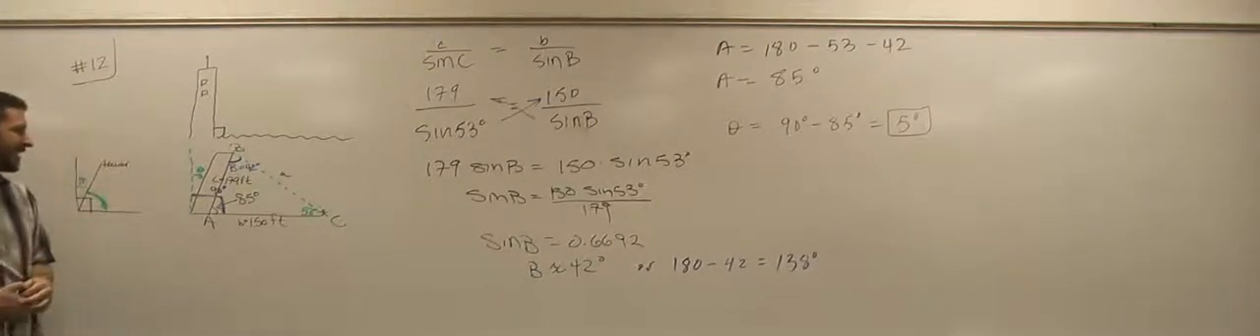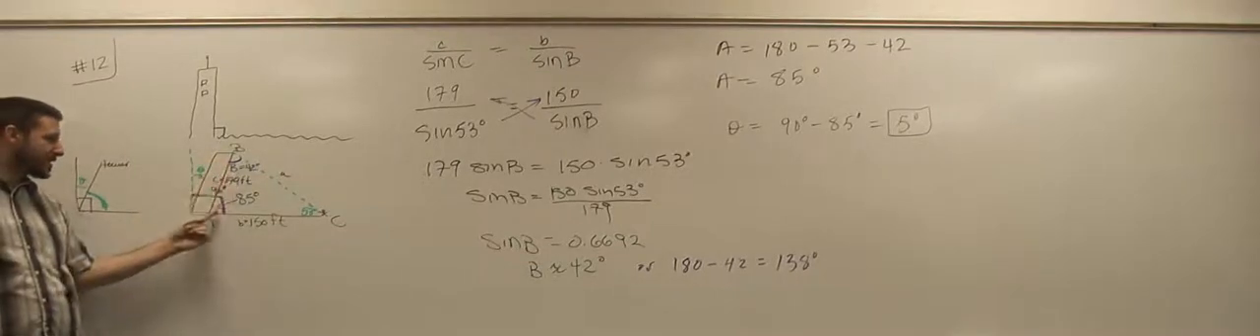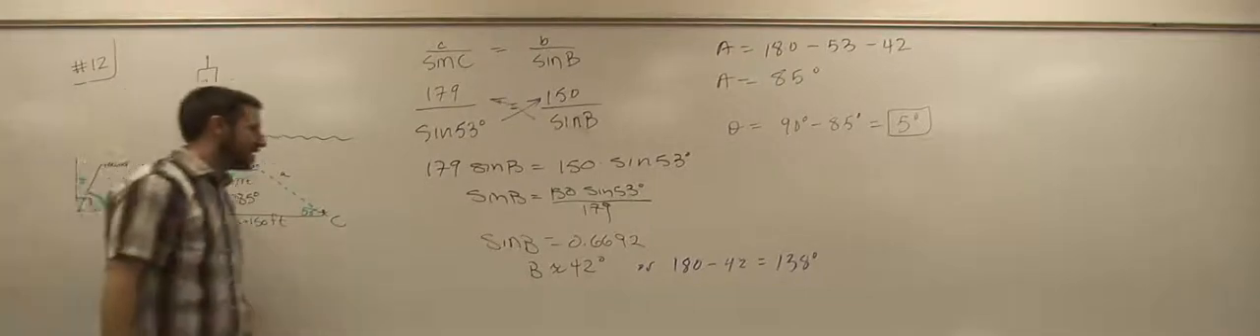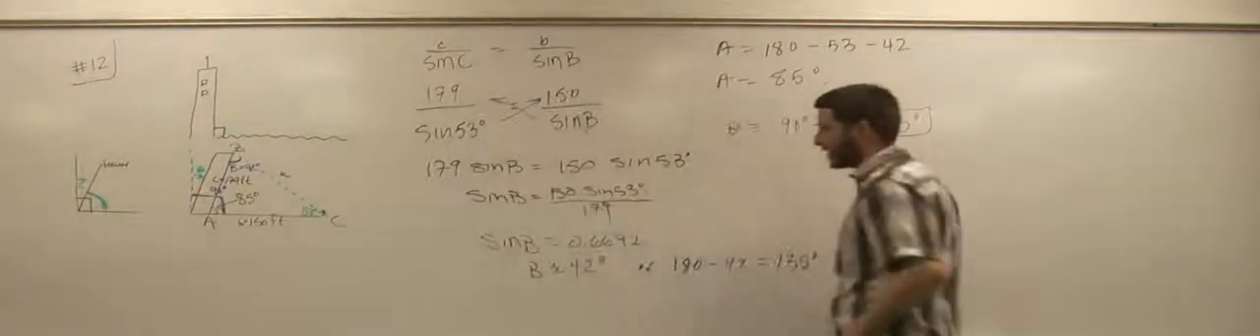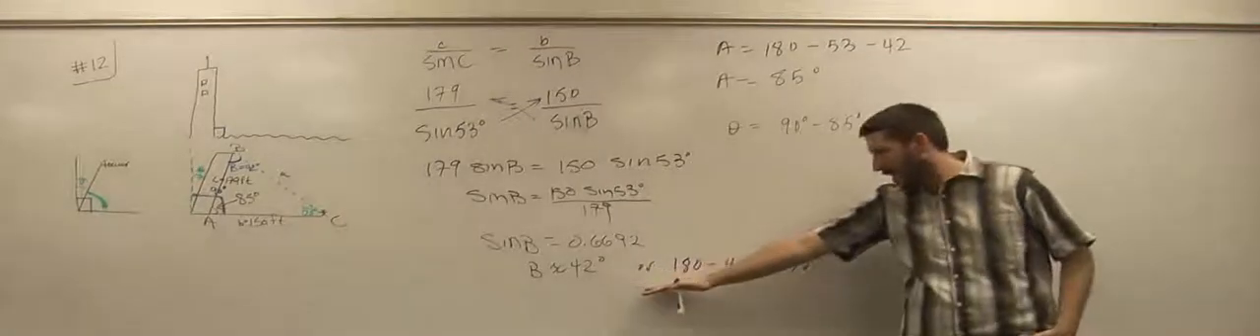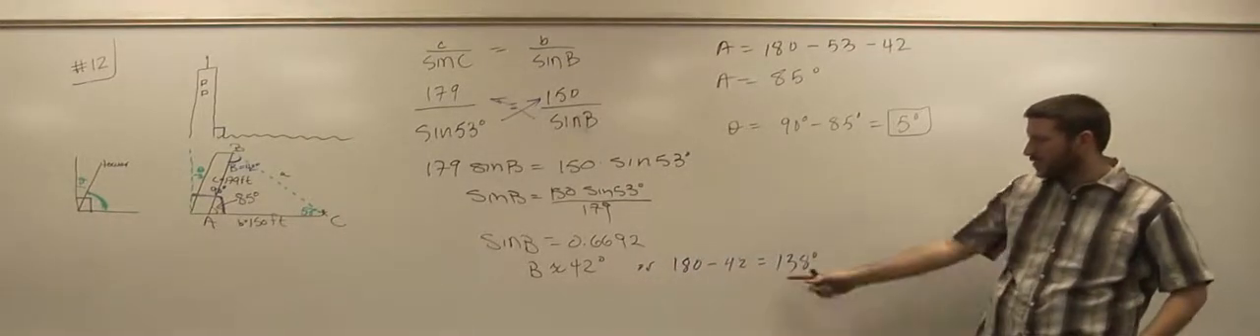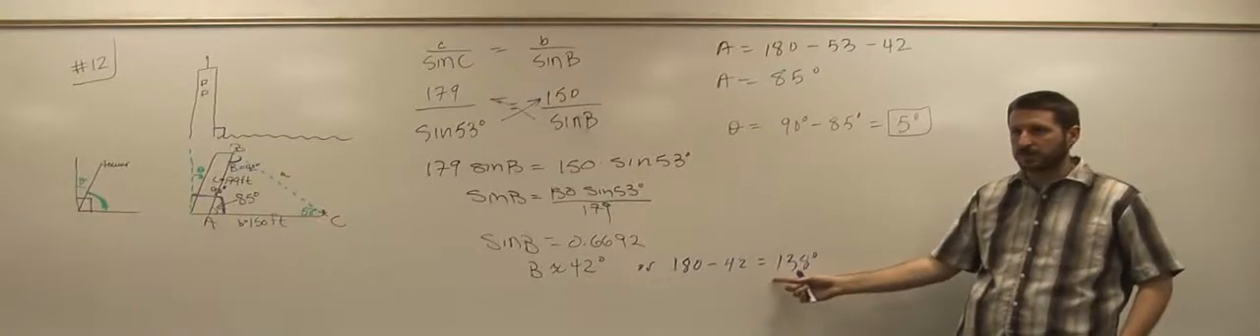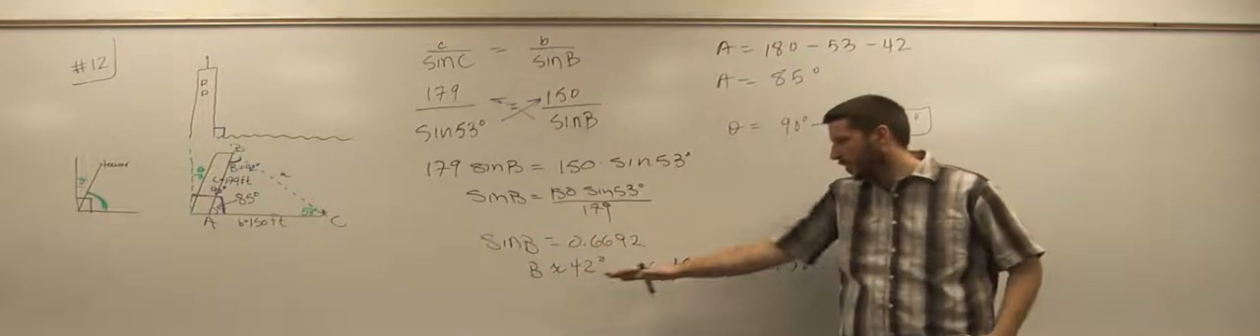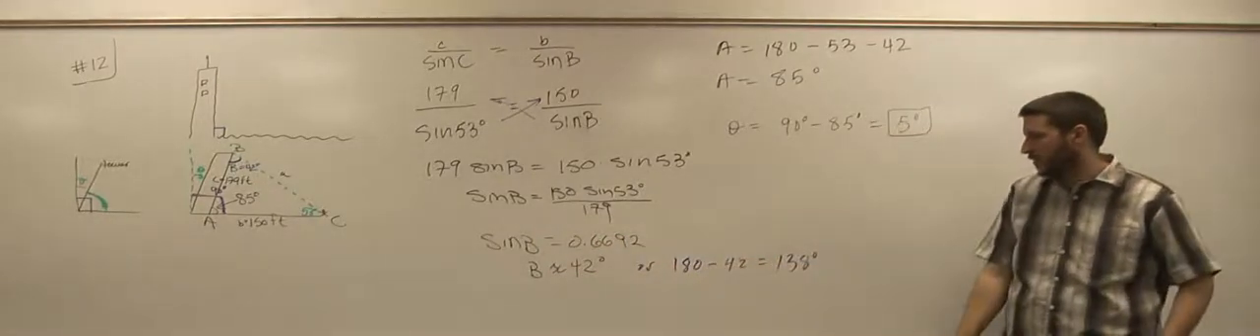More than that, if this angle was 138, this guy would have to be so small that it wouldn't make any physical sense. It wouldn't be leaning. It would be falling, right? But in non-application cases, you do want to consider that you could have two triangles. So whenever you solve for your first angle in side-side-angle, always do 180 minus the other option.